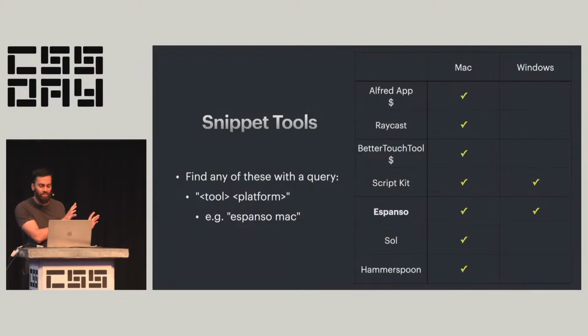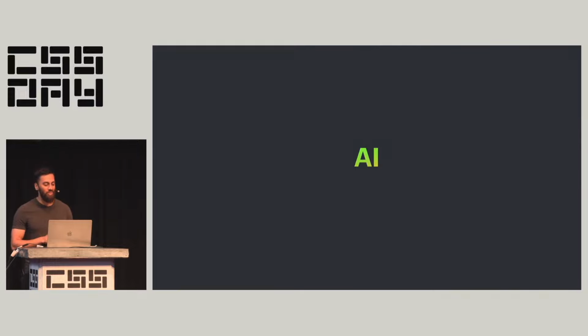Very quick summary, feel free to take a picture or just wait for the slides to get published. But I'm just going to quickly recommend you use Espanso. If you're in two minds about this and you're not too sure if you want to spend money, just use Espanso. It's free, it's open source, and it has a very good collection of existing front-end snippets that you can get started with. Okay? Let's move on to AI stuff.